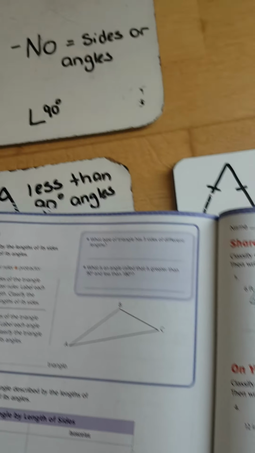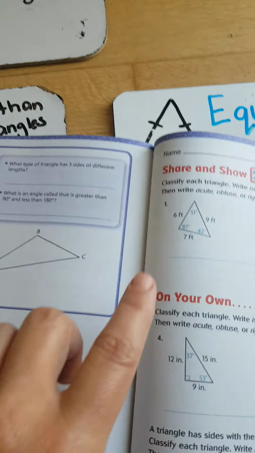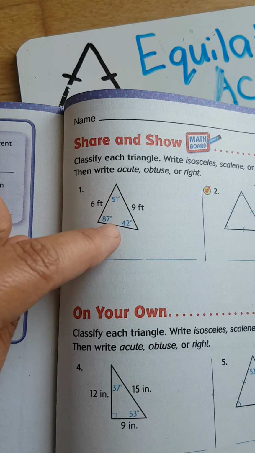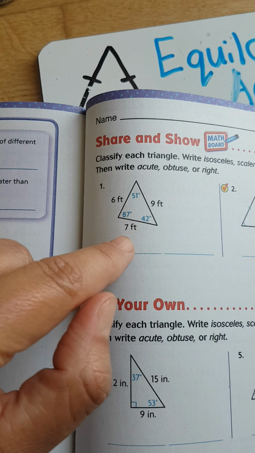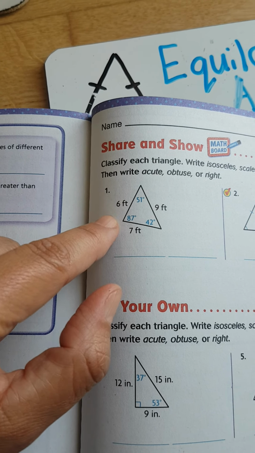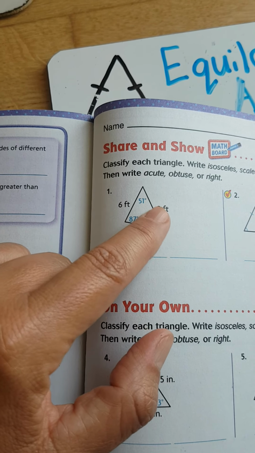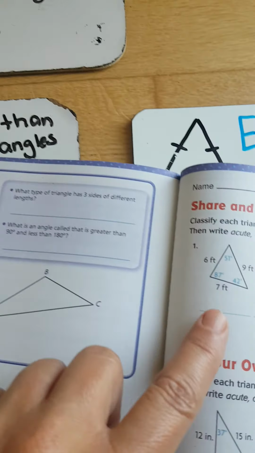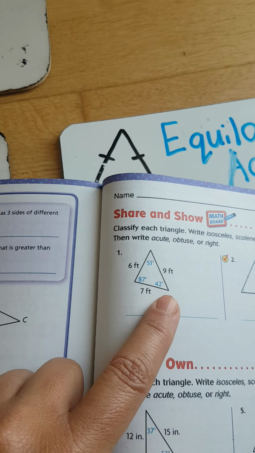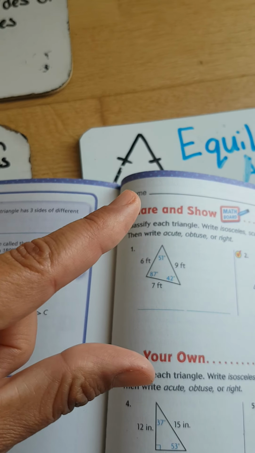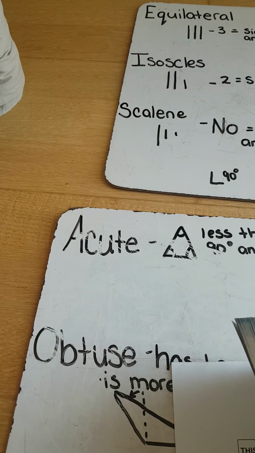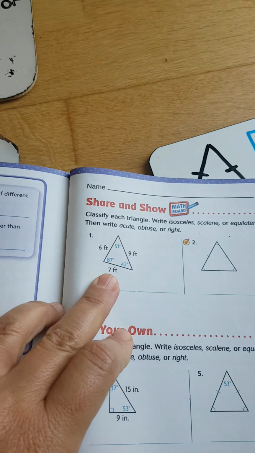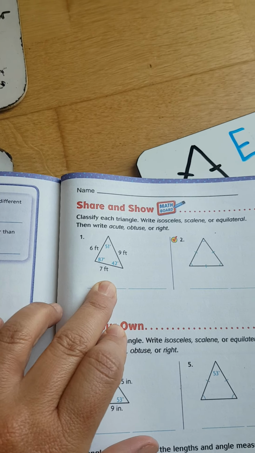It looks like these two sides are equal as far as sides go. This is telling me, this one says 6 feet, 7 feet, and 9 feet. So none of them are equal. So this would be a scalene. And then my angles are all smaller than 90 degrees. So that would make it an acute. So it would be a scalene acute triangle.